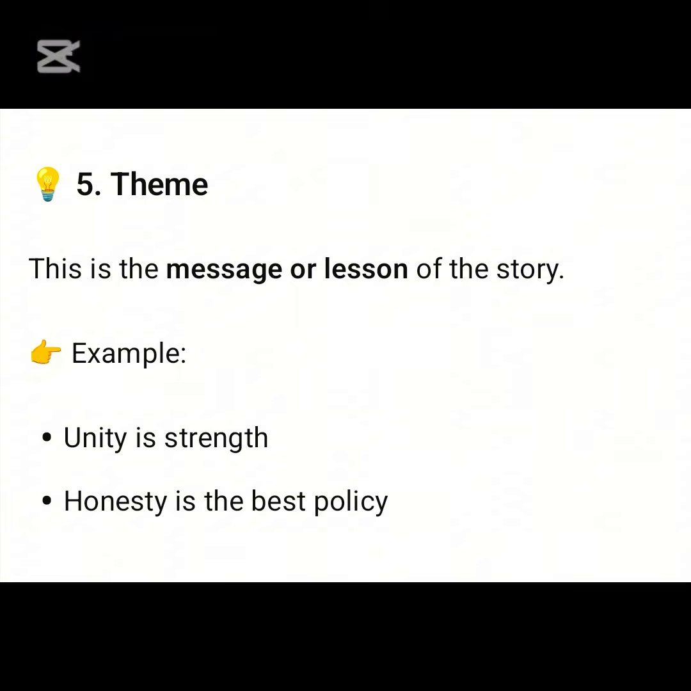Next, the fifth element of the story is theme. This is the message or lesson of the story. For example, union is strength and honesty is the best policy.